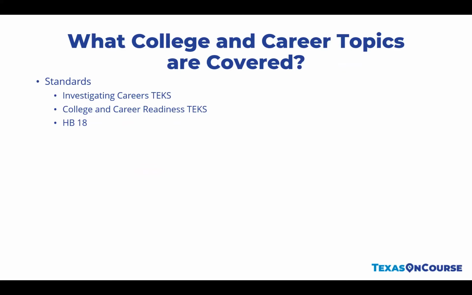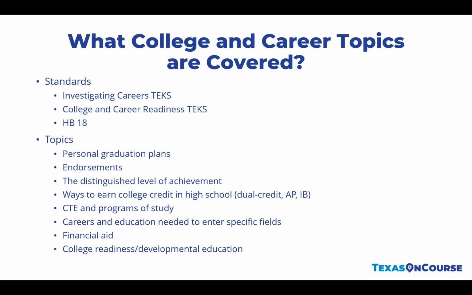So what topics are covered, and this is specifically in the transitions knowledge domain. We started first by reviewing the knowledge and skill standards that students needed to acquire in relation to college and career readiness. There were 2 at the middle school level, investigating careers and college and career readiness. And then House Bill 18, which created the Texas OnCourse project, also listed a number of topics where middle schools had to provide instruction to students in 7th and 8th grade. Once again, really to ensure that they're prepared for the transition to high school.